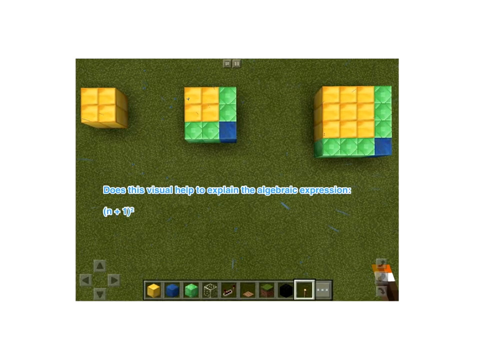And taking it further, and I know it's getting later, but taking it a little further, if I can show that here's the original, how are we adding on those new blocks? You can see them here, and then the mystery blue block. So how does this visual help to explain the algebraic expression (n + 1)²? Because that does explain this pattern.